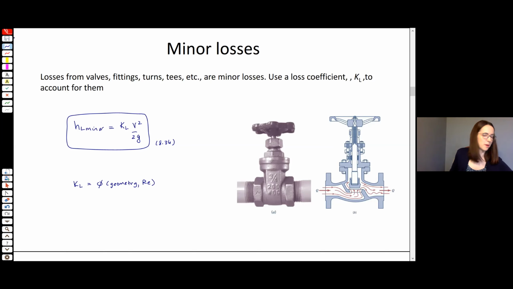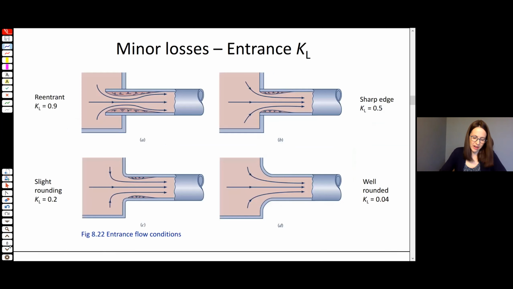So let's look at some loss coefficients for different settings. If you have flow entering a pipe, you have a loss coefficient associated with that. So if you've got re-entrant, where, let's say that this is a large tank or container, right? You've got the pipe sticking into the container like this, you've got a loss coefficient of 0.9 associated with that.